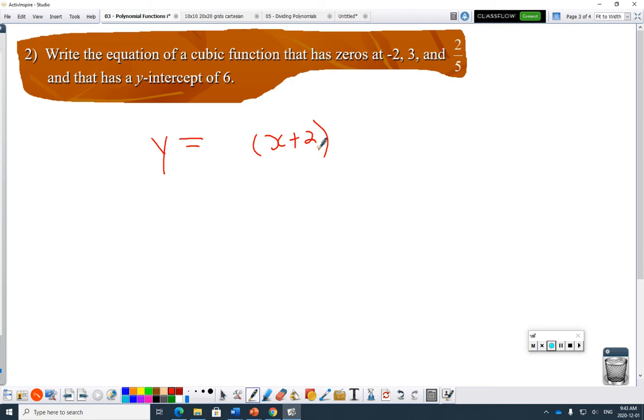If it has a zero at x equals 3, can someone tell me another factor that's going to have to be in this thing? X minus 3. Oh, this one's tougher. 2/5. You really got to think this through. He suggests 2x minus 5.